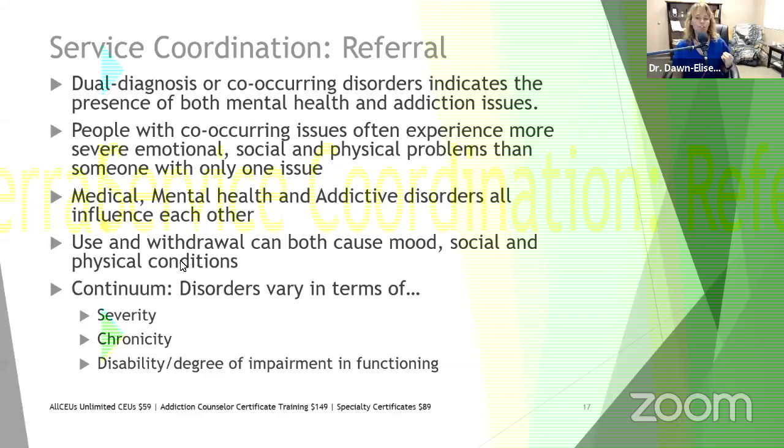And disorders vary in terms of their disability and degree of impairment in functioning. So some people can drink a fifth of alcohol and have a pretty severe alcohol problem, but they're still going to work, whereas other people are barely functioning. So we need to understand, how severe is the problem? How much is it impairing the person's ability to function? And what does the course look like? Are they using all the time, some of the time, or are they depressed all the time or intermittently? Because that's going to change the types of services that this person probably needs.